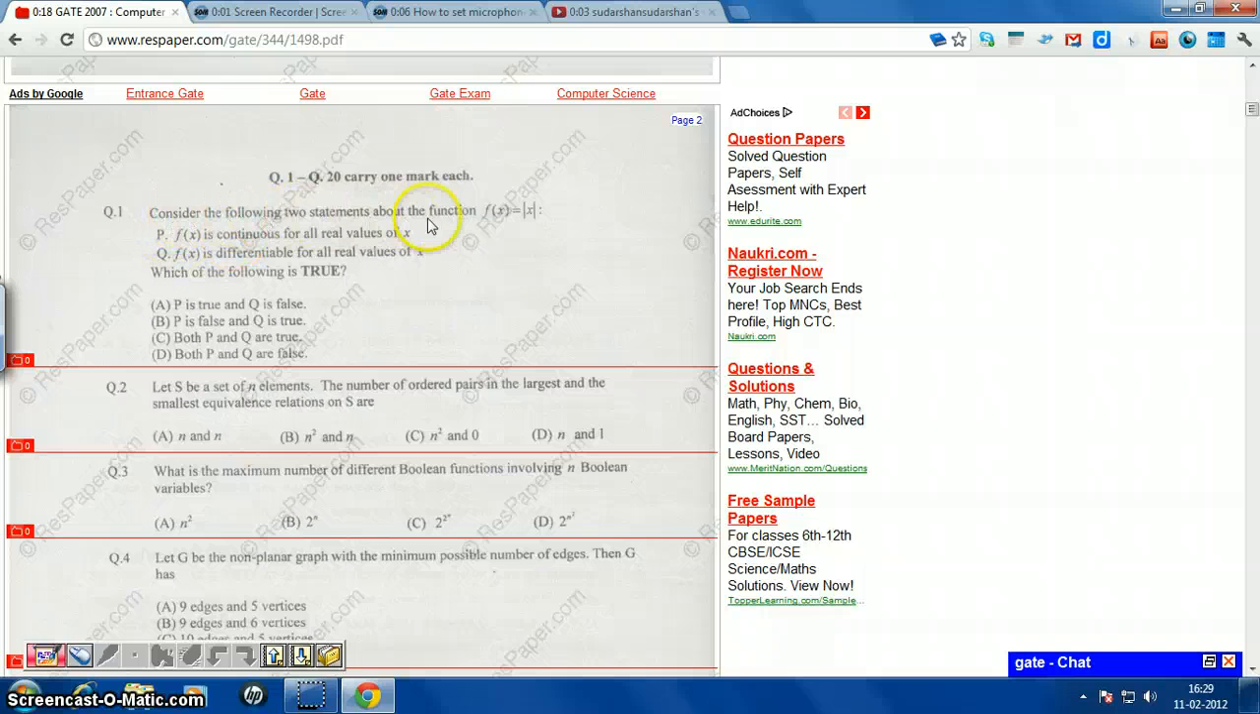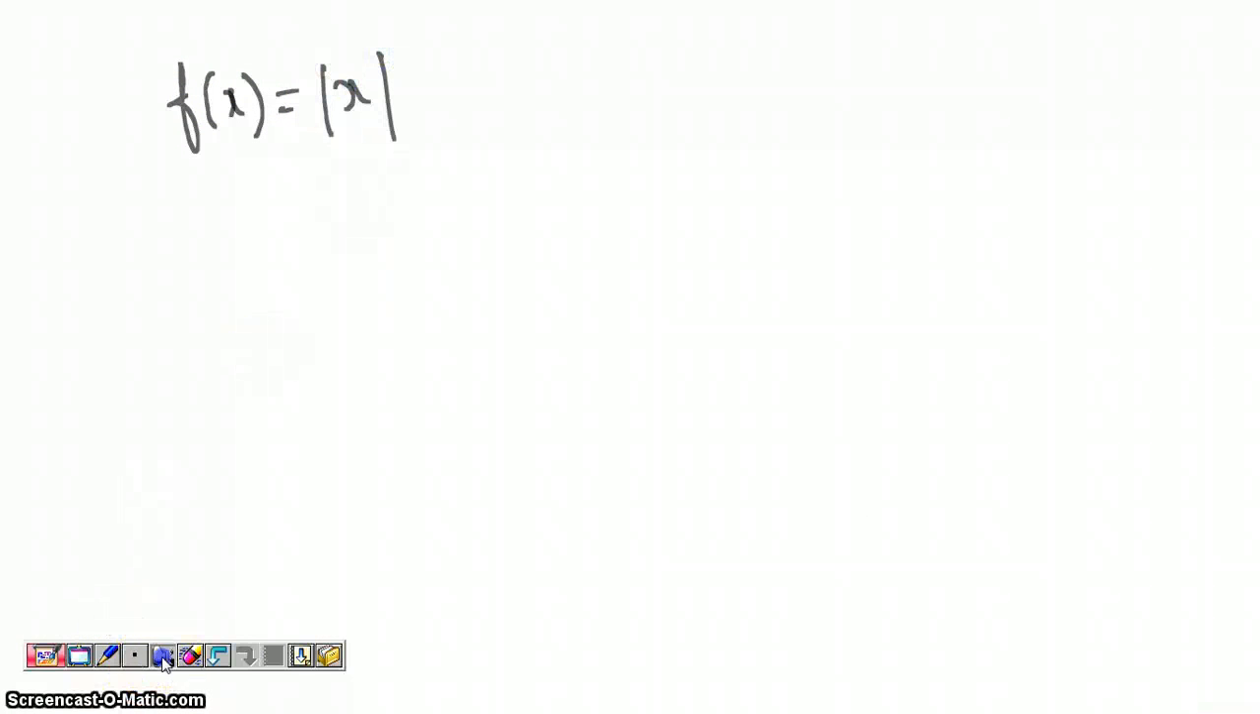So it says you need to consider a function f of x equals mod x. He's asking you whether f of x is continuous for all values of x, and whether f of x is differentiable for all values of x. So let's discuss this for a while and get back to this question. The function f of x equals mod x has the following form. Let's draw the function. It's quite easy.